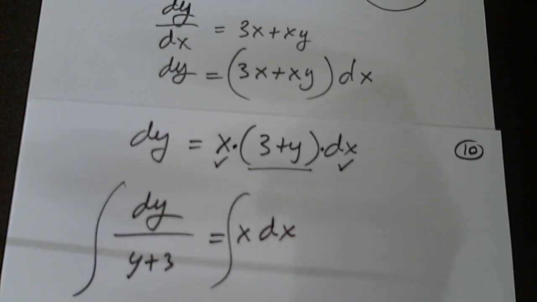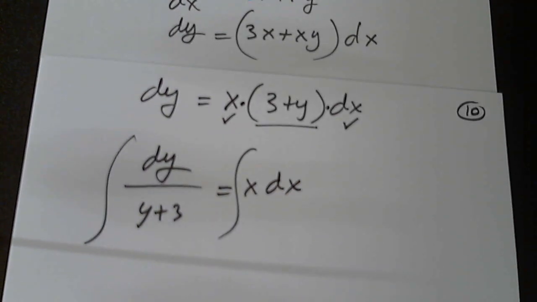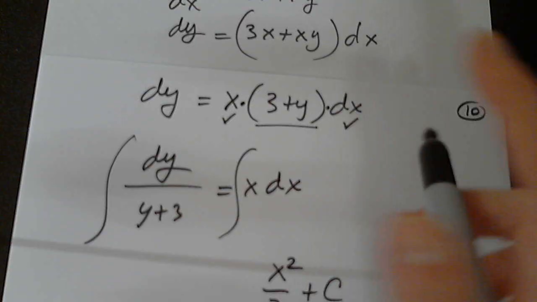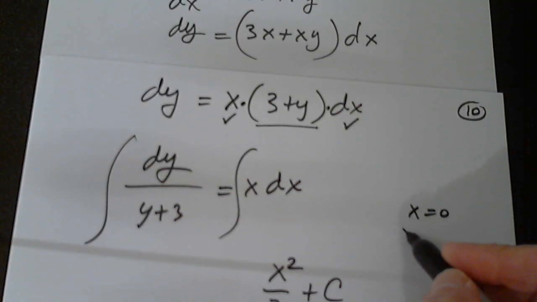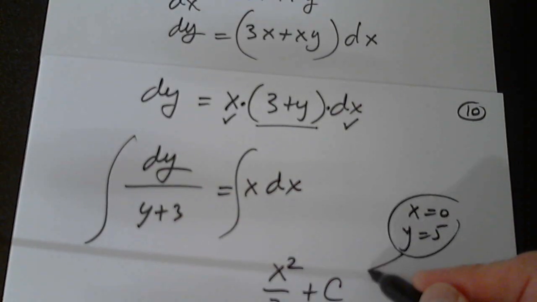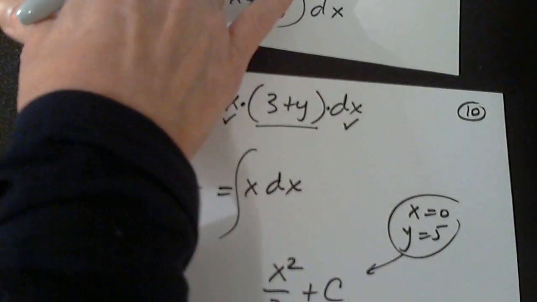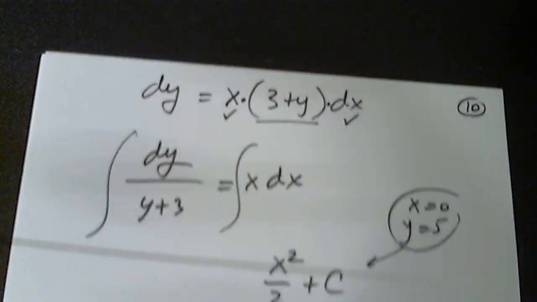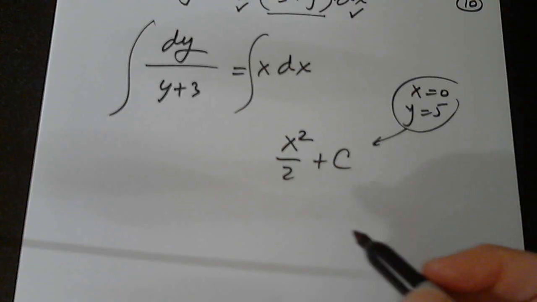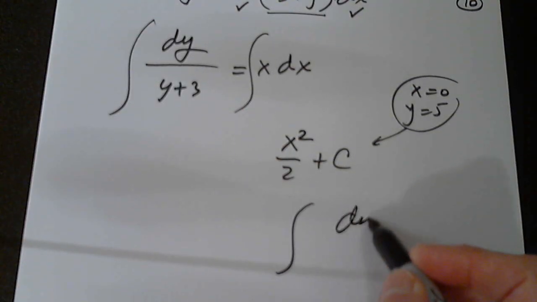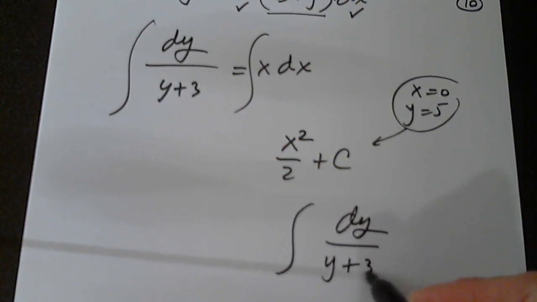So I can integrate. The right-hand side is easy because it's x squared over 2 plus a constant c. I cannot forget that x is 0 when y is 5, and this will help us with c. However, I have to be careful with the left-hand side. So I'll take it on the side. I have dy over y plus 3.